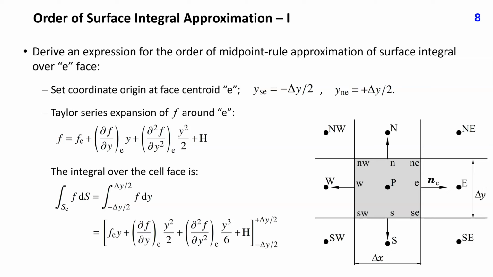We consider the east face of a control volume and set the local Cartesian coordinate system with its origin at the face center E. The y coordinates of the 2 corners are then minus delta y half for SE corner and plus delta y half for northeast corner. Now we write the Taylor series expansion along y coordinate for f around the location E. H contains all higher order terms.